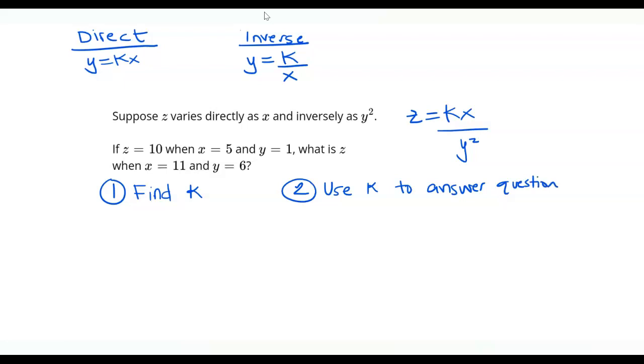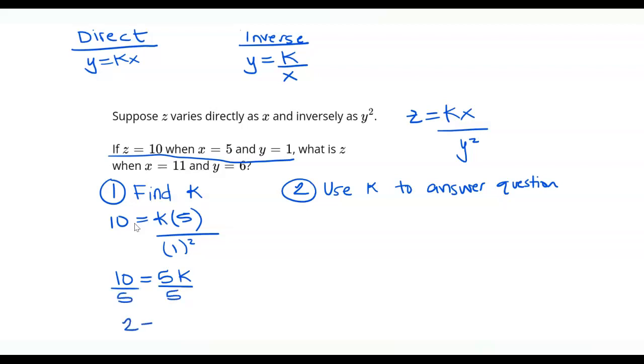So we have if z equals 10 when x equals 5 and y equals 1, that's our first part. That gives us our information to find k. So we have z is 10 equals, we don't know k, x is 5, and y is 1, so we'll make sure it's 1 squared. Let's go ahead and solve this. We get 10 equals 5k. 1 squared is just 1, so 5k over 1, or we can just leave that. Divide by 5, so I can see k equals 2. So there's my first part.